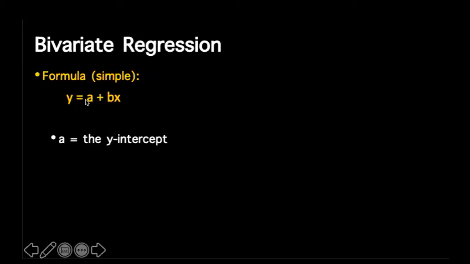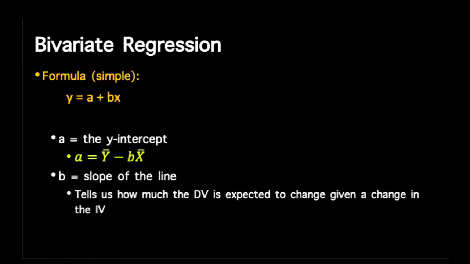A, we can also call this B sub 0, is going to be your y-intercept, okay? So I've listed that here. A is your y-intercept. B is going to be the slope of the line, okay? This is going to tell us how much the dependent variable is expected to change given a change in the independent variable. So again, change in y over the change in x.